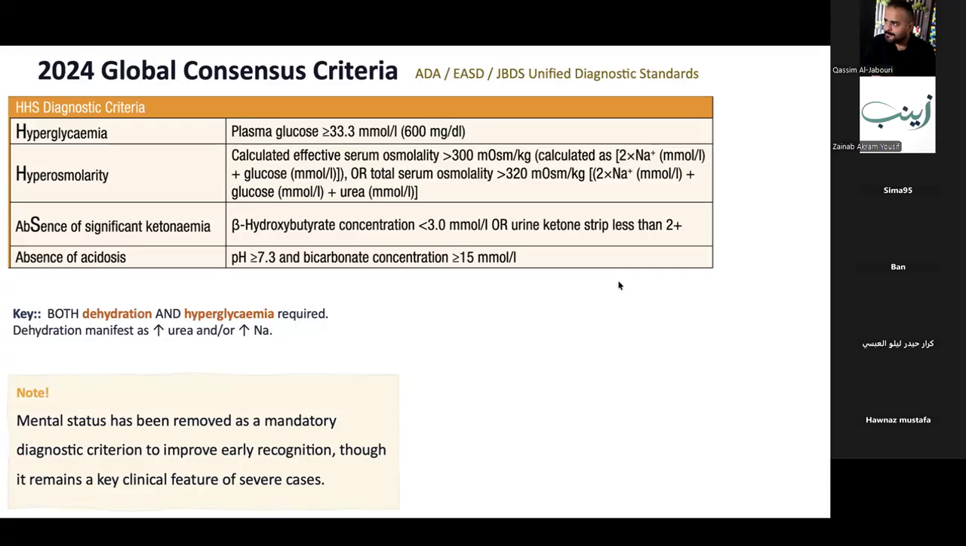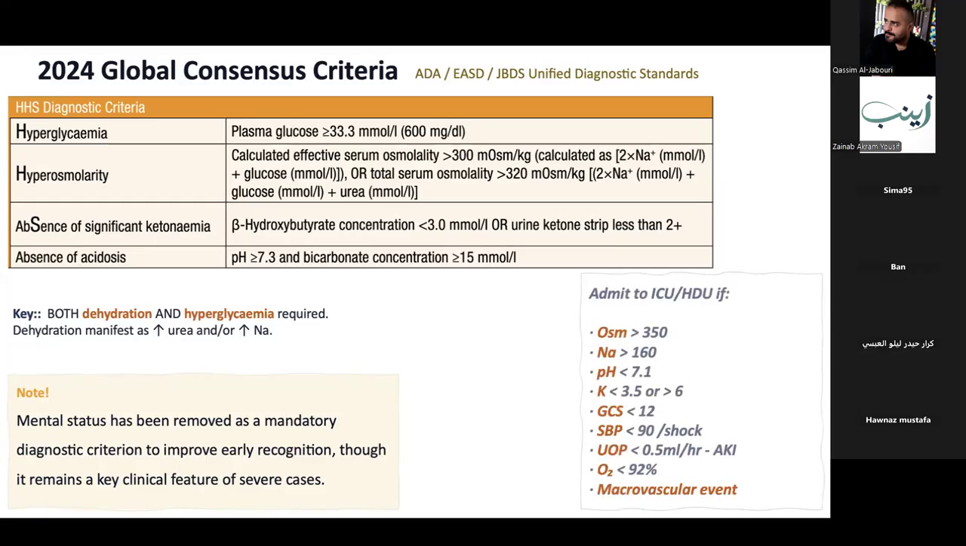Okay, it's important to remember, and I emphasize this again, that dehydration and hyperglycemia are required to diagnose HHS. And this dehydration manifests either as elevated urea or hypernatremia. In the old guidelines, mental status confusion was part of the criteria, but they have removed it now in order to increase the diagnostic sensitivity for such cases.